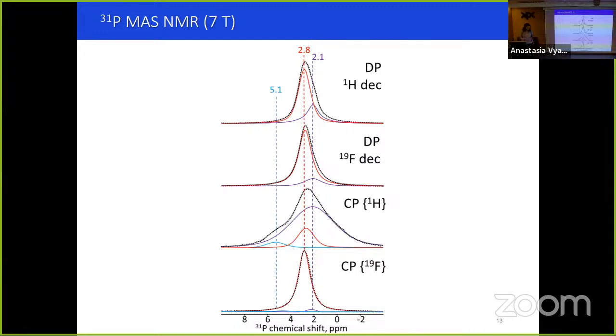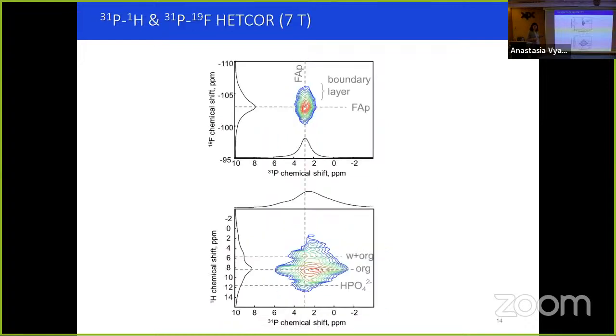And if you look at phosphorus data, we can play around with decoupling techniques and cross-polarization from different nuclei. So we see some interplay of intensities in these spectra, but again, it's not very informative from 1D, and therefore we switch to two-dimensional spectroscopy. And here we also can correlate different spin pairs. On the upper spectrum, we can correlate phosphorus with fluorine and look at structures where these spins are in close proximity to each other. And on the spectrum below, we correlate phosphorus and proton spectrum information.